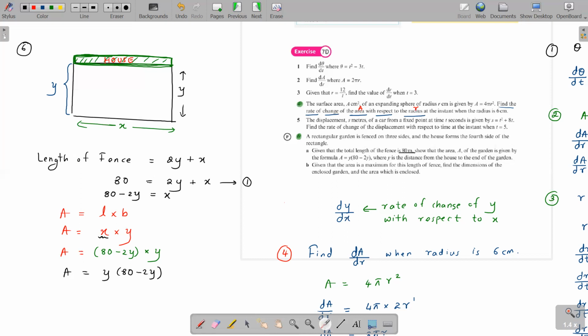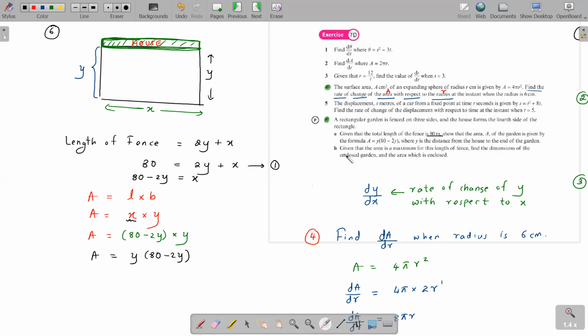So you need to be able to do something like this. We always get two equations: one for the perimeter, the length of the fence, and the other one for the area. So this is how these sums always go. They give you two equations to make, and then you have to show that by removing one variable. Okay, so now try part B.